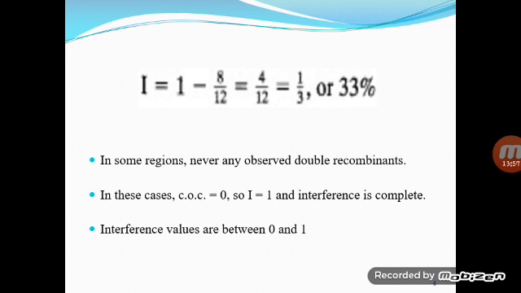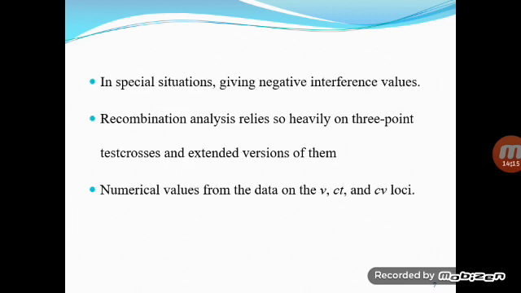Most of the time, the interference values that are met in mapping chromosome loci are between 0 and 1. But in certain special situations, observed double recombinants exceed expected, giving negative interference values.